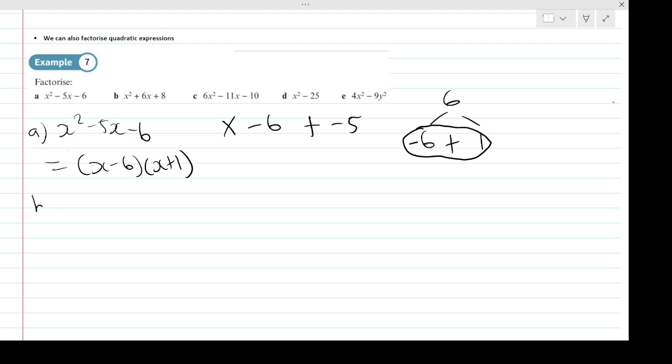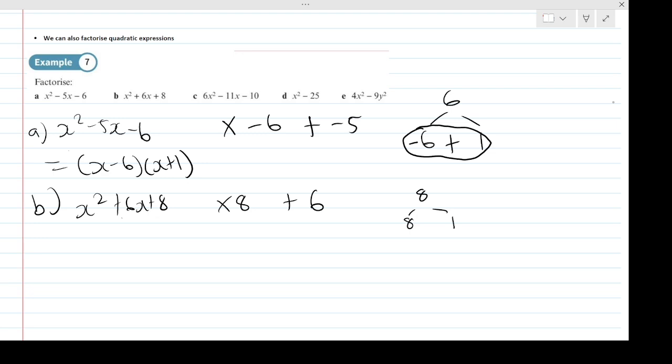Let's try again with part B. We have x squared plus 6x plus 8. Again, I'm going to want two numbers that multiply to give 8 and add to give positive 6. So again, I'm just reading off these two coefficients here. And again, the best way is to consider the factors of 8, because we need to multiply to get 8. So if 8 and 1, well, the difference is 7, so we're not going to get 6 from that. If we add or subtract, we're either going to get 9 or 7.